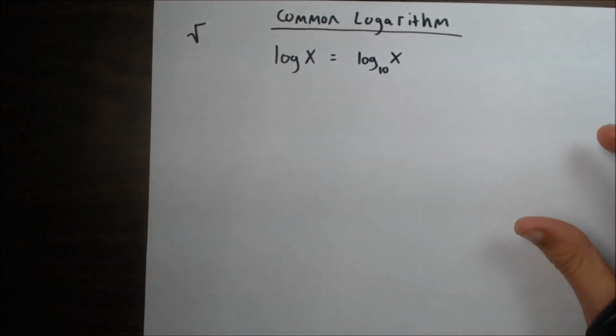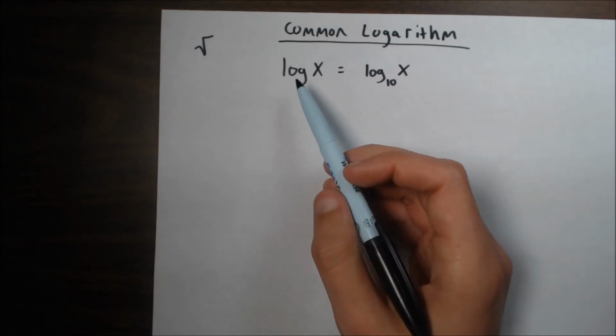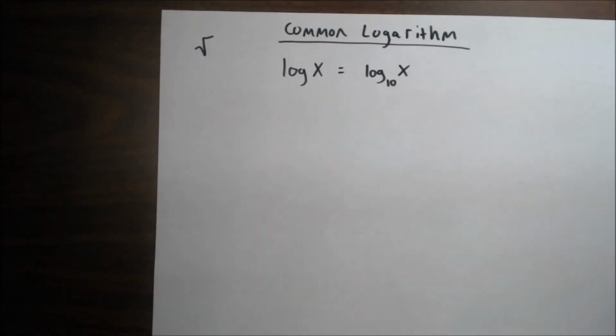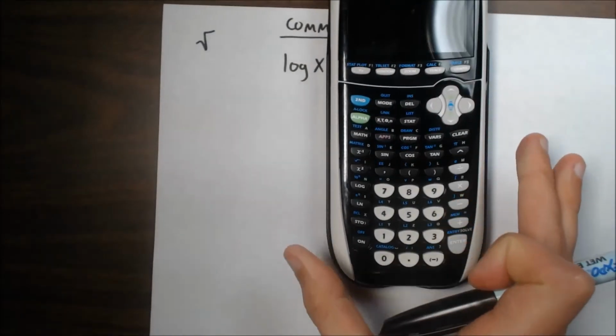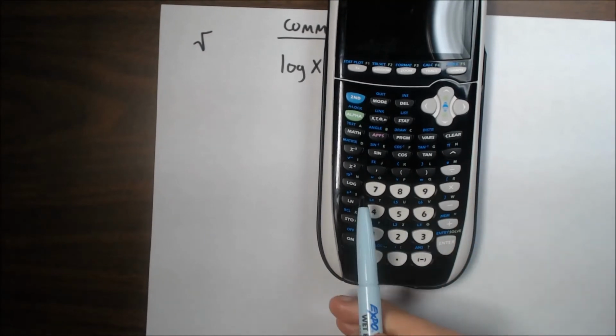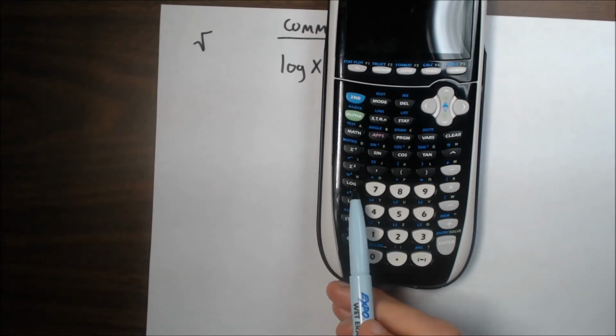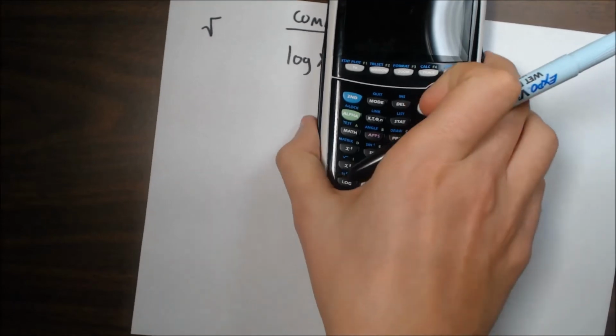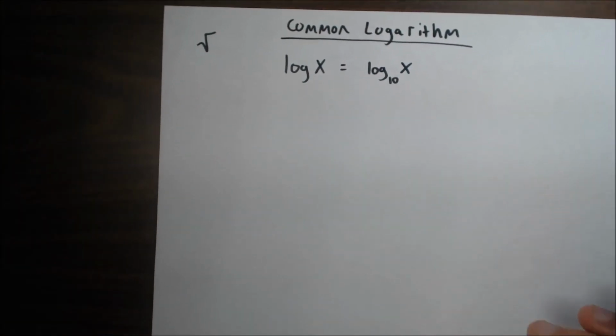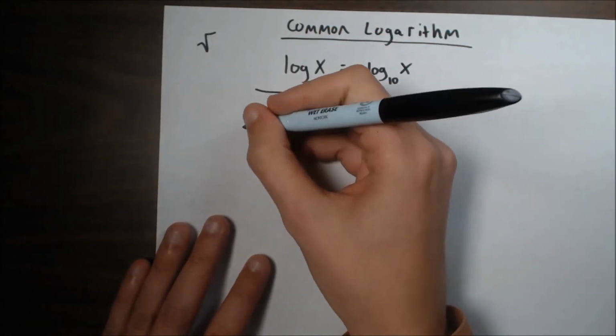And we can use this to solve certain problems because this is a button on your calculator. I have one right here, and the multi-views have it as well. If you look right here, there's a button that says log, L-O-G. And that button will actually do common logarithms. Okay, so here's an example problem.